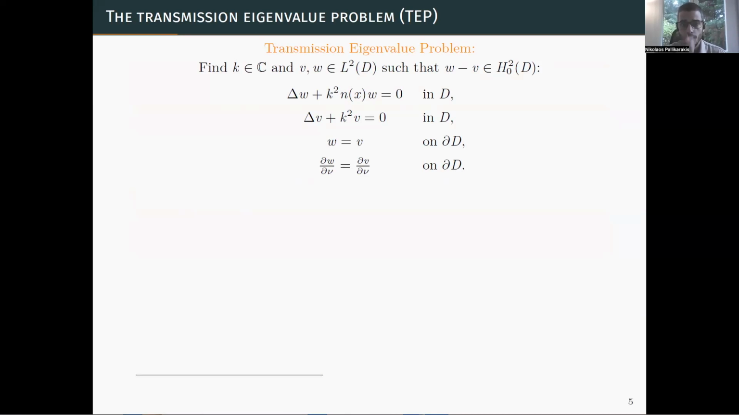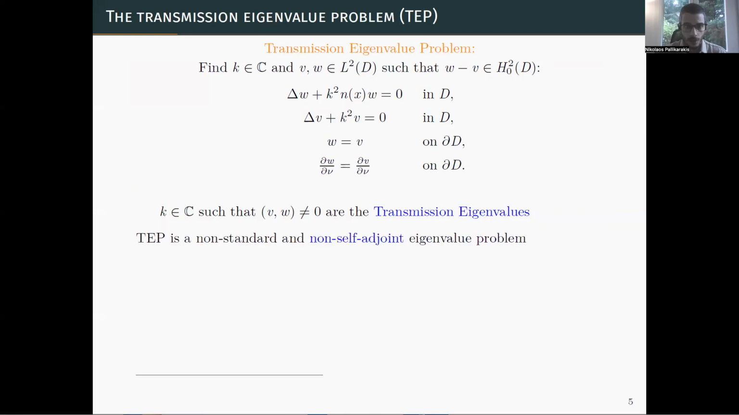And also, these differential equations come together with boundary conditions, which are transmission type on the boundary. The complex values of k for which there exist non-trivial solutions of this boundary value problem are the so-called transmission eigenvalues. This problem is a non-standard eigenvalue problem and it's not self-adjoint, and as a result, much more difficult than the Sturm-Liouville.